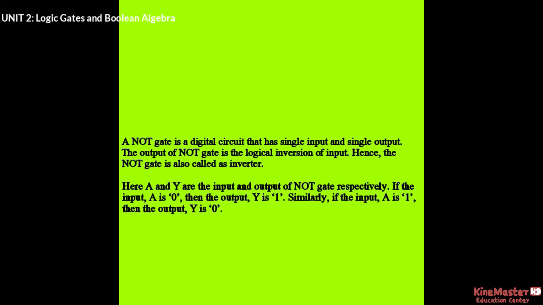A NOT gate is a digital circuit that has a single input and a single output. The output of the NOT gate is the logical inversion of the input. Hence, the NOT gate is also called an inverter. Here A and Y, which means A prime, are the input and output of the NOT gate respectively. If the input A is 0, then the output Y, which equals A prime, is 1. Similarly, if the input A is 1, then the output Y, which equals A prime, is 0.